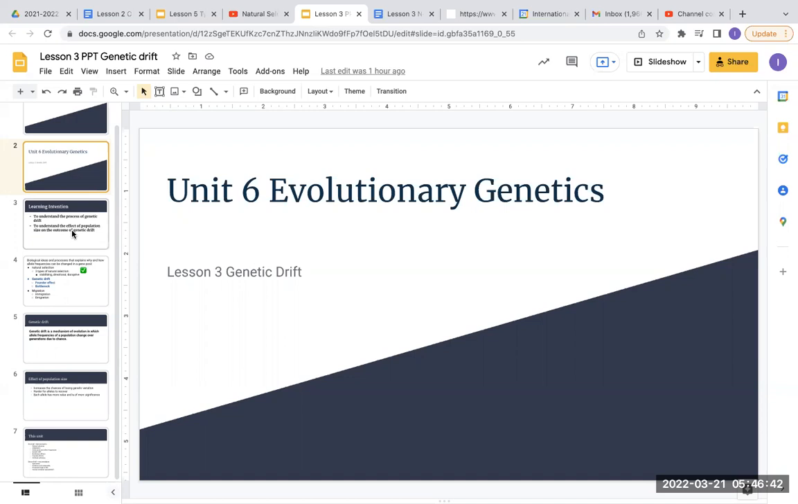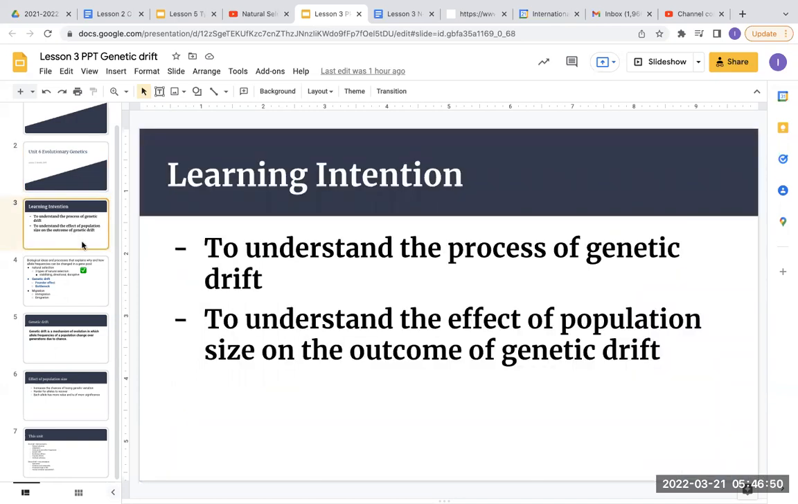So this is Unit 6, Lesson 3, and our focus is on a process called genetic drift. For the learning intention, you need to understand how the process of genetic drift works, and you also need to understand what is the effect of population size on the outcome of genetic drift. Because depending on the size of the population, whether it's very big or very small, there can be a lot of damage done to a population due to this genetic drift process.